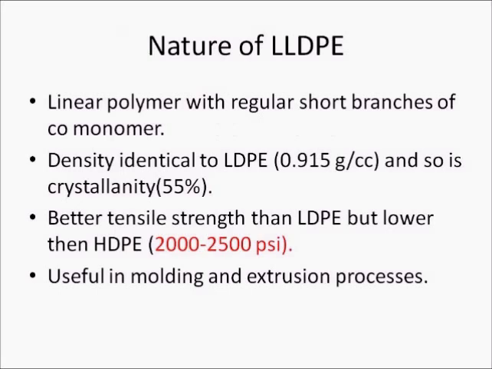LLDPE is a linear polymer having density and crystallinity identical to LDPE. It has higher tensile strength compared to LDPE but less than HDPE. LLDPE is used in molding and extrusion processes.